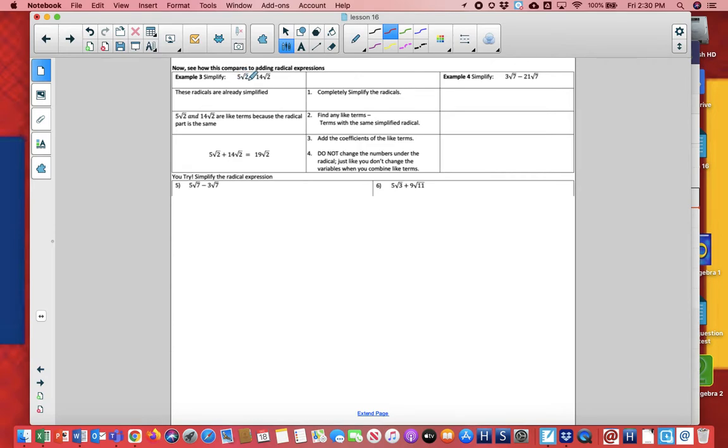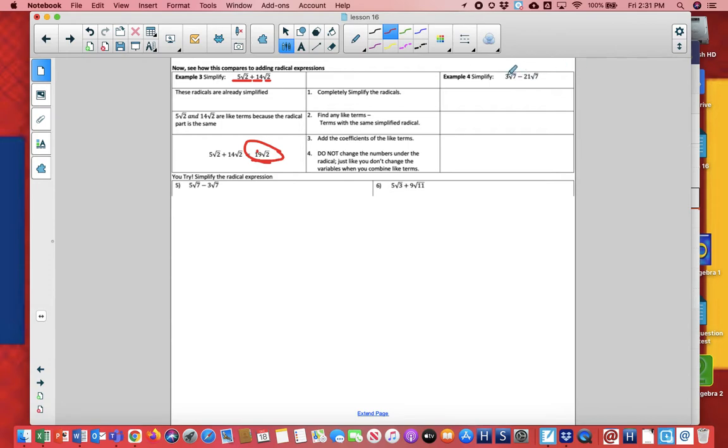So I have 5 square root of 2 plus 14 square root of 2. So the radicals are already simplified. I can't break down square root of 2 anymore. And they are the same, right? They're both square root of 2. So then I'm going to keep that as square root of 2, and I'm going to add the like term coefficients, which is 5 plus 14. So 5 plus 14 is 19. And then the square root of 2, just like when it was an x, it's going to stay the same. So that's my answer, 19 square root of 2.